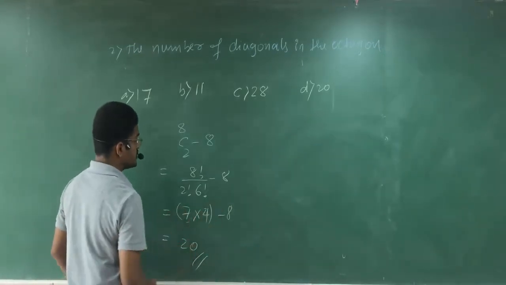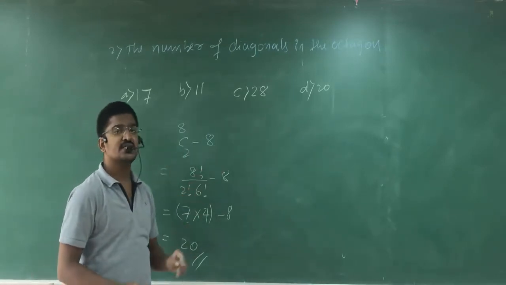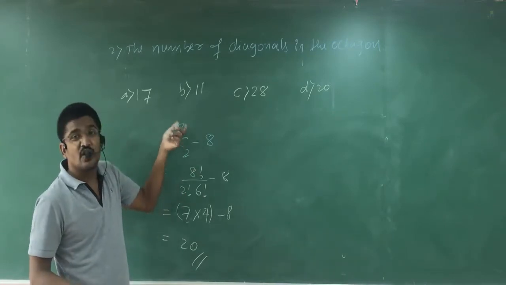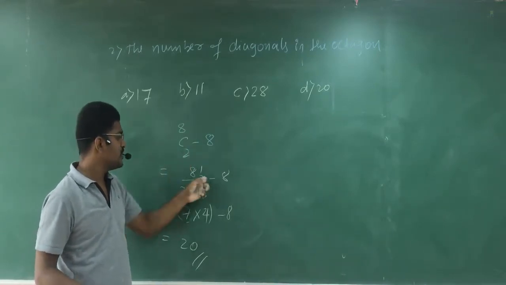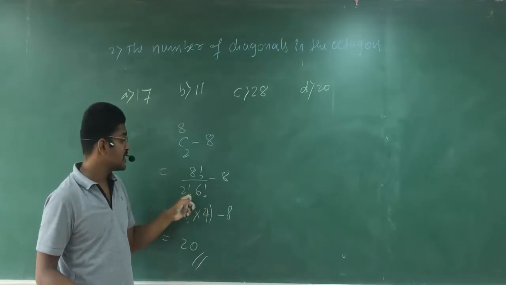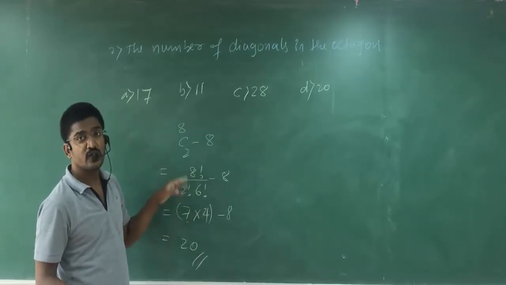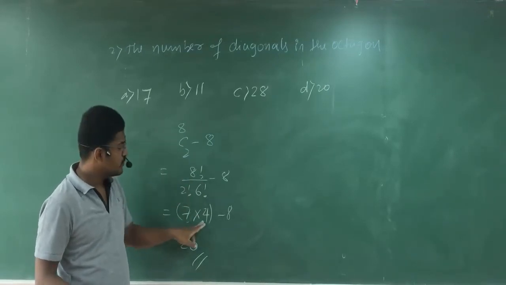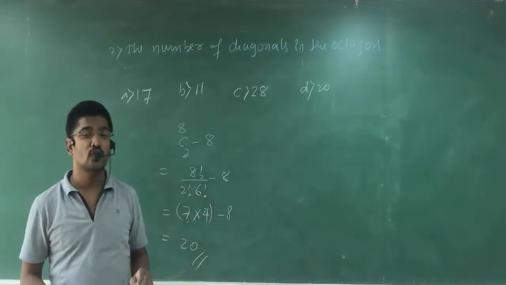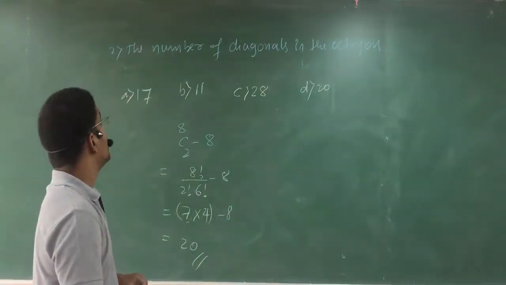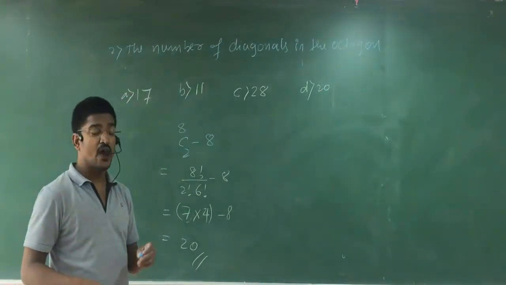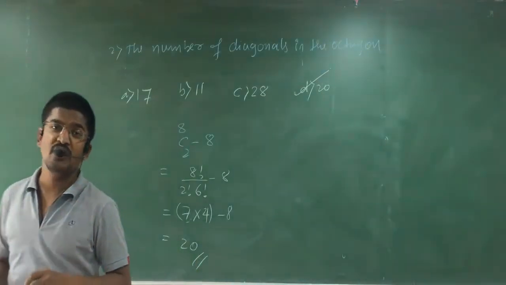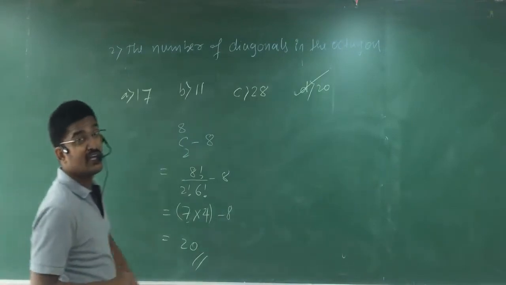Clear? So see here, 8C2 minus 8. Octagon has 8 sides. 8 factorial divided by 2 factorial into 8 minus 2, that is 6 factorial. Cancel 6 factorial and 6 factorial. 7 into 8, cancel 2 with 8. That is 7 into 4 minus 8. So it will be equal to 20. That means in an octagon, you can have 20 diagonals. If you go for a pentagon, what do you do?